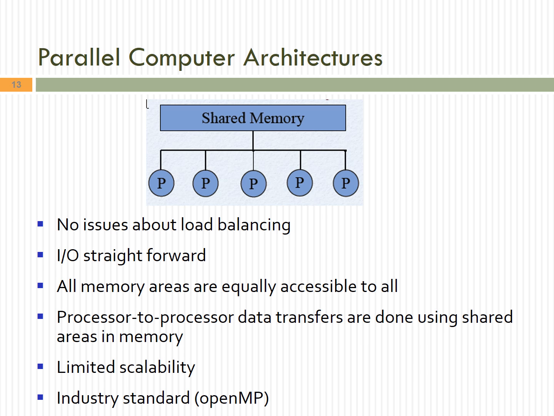For the parallel computing architectures, the first thing we are going to talk about is shared memory. For this architecture, we have no issue with load balancing. The I/O is straightforward. All memory areas are equally accessible to all. The processor-to-processor data transfer is done using shared areas in memory. It has limited scalability, and it has the industry standard OpenMP.